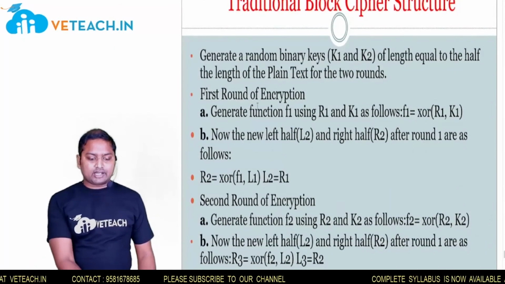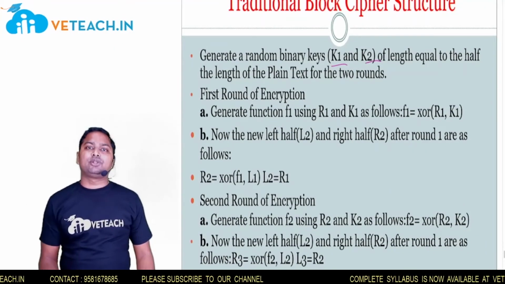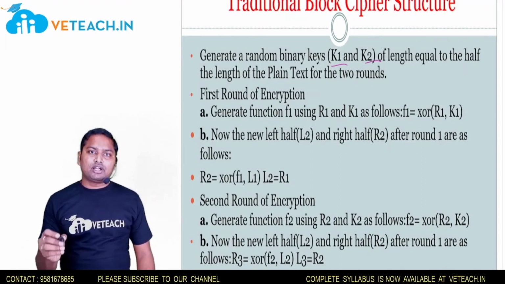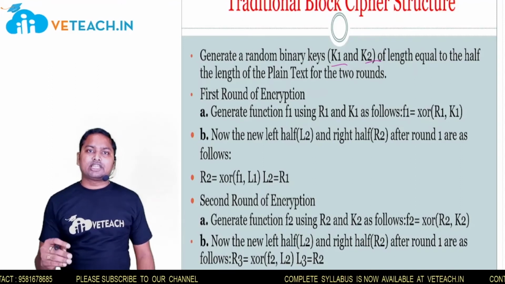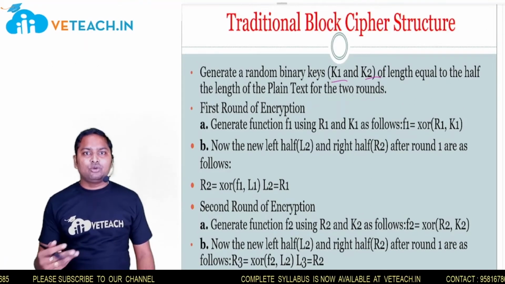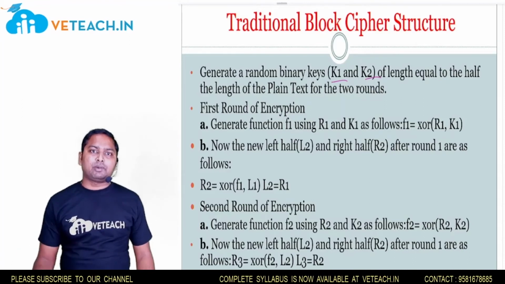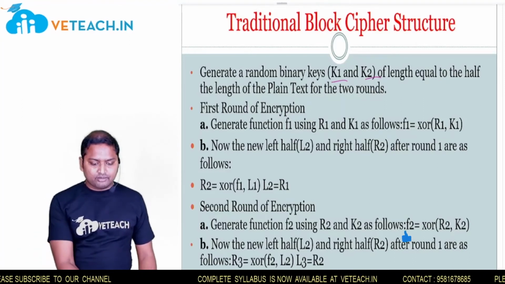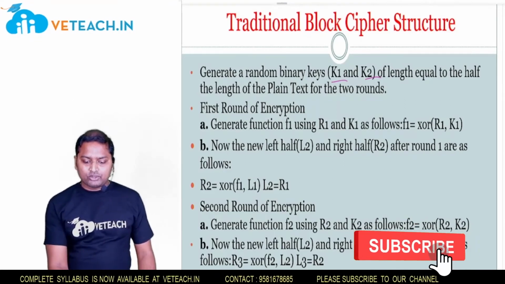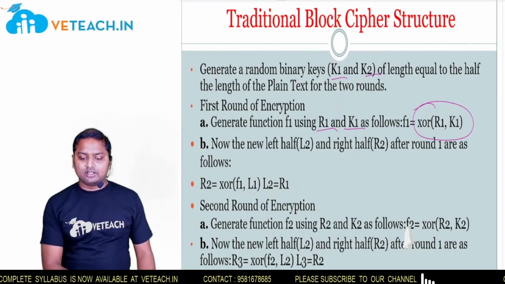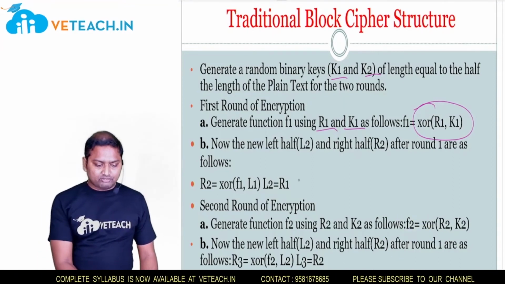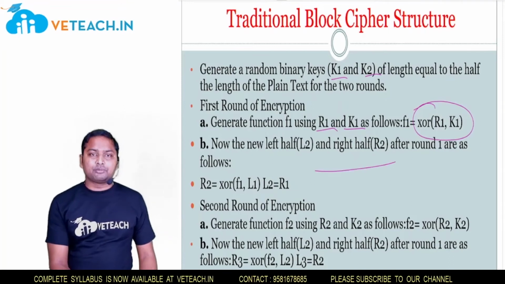Now generate random binary keys K1 and K2. In each and every round the key will be changed. For suppose in round 1 the key value is 5, in round 2 the key is 10. Randomly we can change it, and then only our plain text will be safe. So here we generate the key value K1, and in the first round we use the operation XOR of R1 and K1. Now you are shifting into L2 R2.